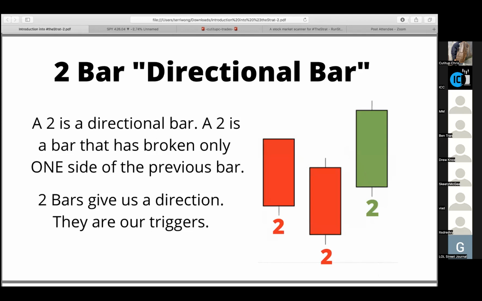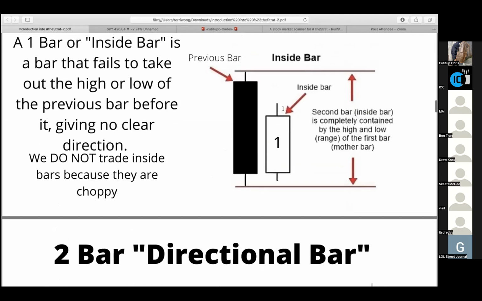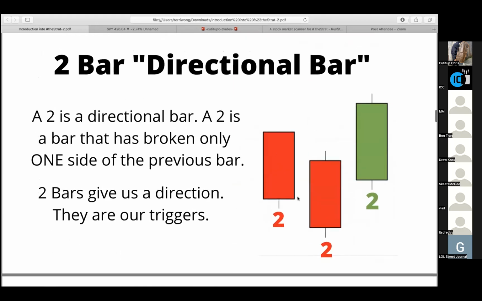But a 2 bar is just a directional bar. So as we saw, a 1 didn't take out any side of the previous bar. A 2 takes out only one side of the previous bar. So this bar right here took out the low of the previous bar before it, which is this one. It took out the low. It didn't take out the high. It only took out the low. So this is a 2 down.